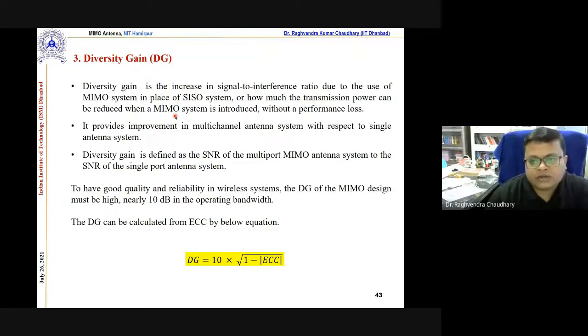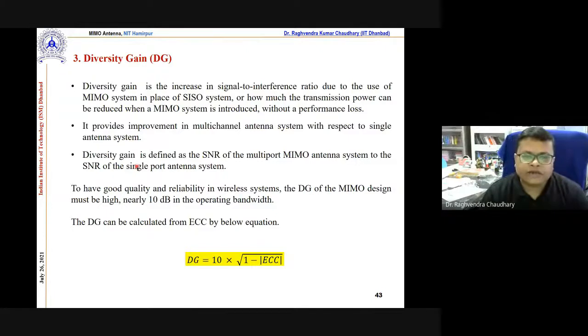How much less loss we are getting from diversity gain. Diversity gain is directly connected with the earlier definition, the ECC, as 1 minus ECC. Correct. So finally, we can also say this.